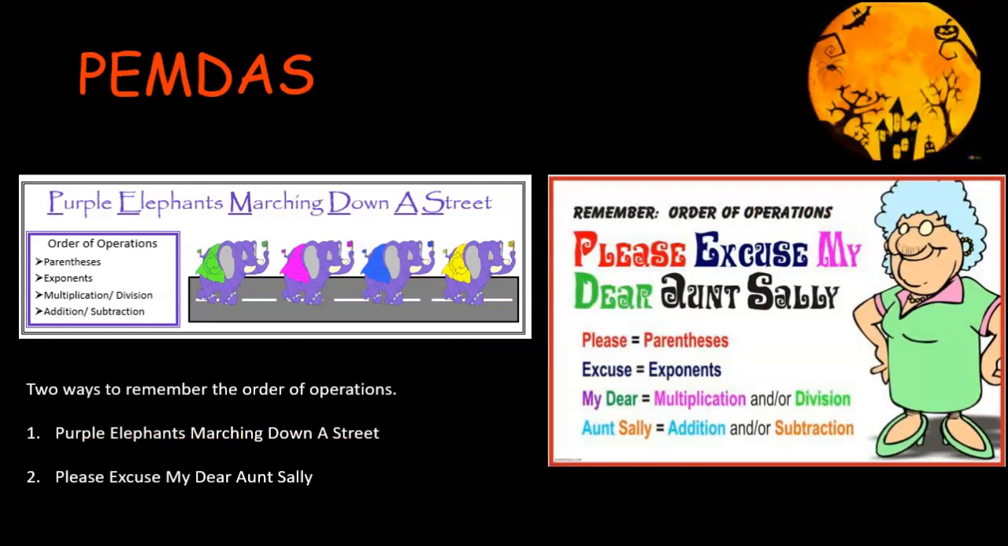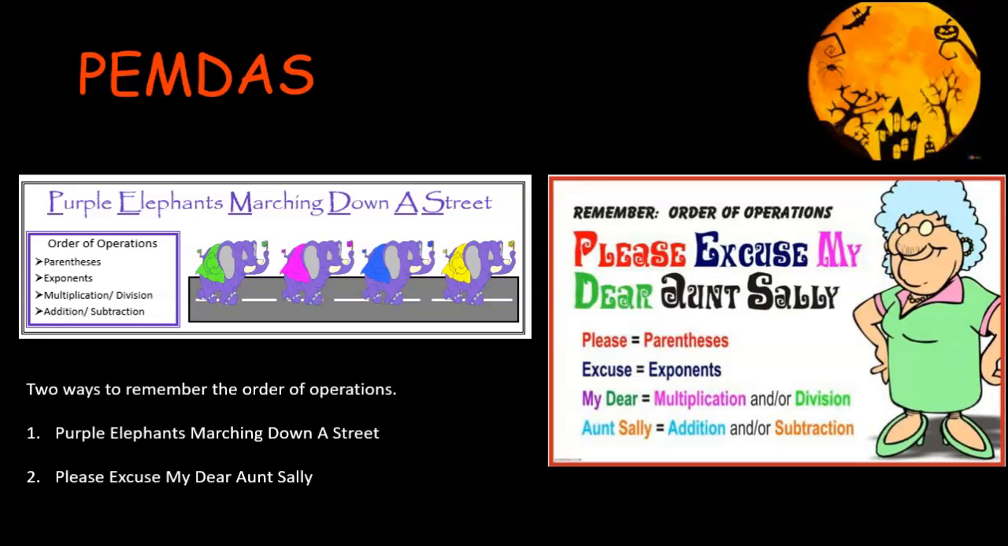You might have learned, please excuse my dear Aunt Sally. Look at her face. What did she do that she needs to be excused? Well, no matter which one you want to use, purple elephants marching down a street, or please excuse my dear Aunt Sally, that is a way for you to remember which order you are going to do your math. There are two ways to remember.